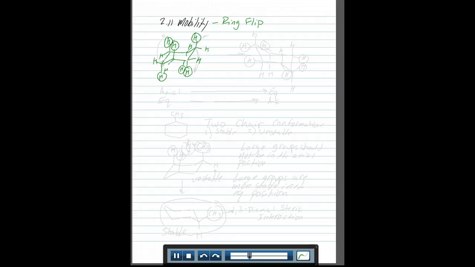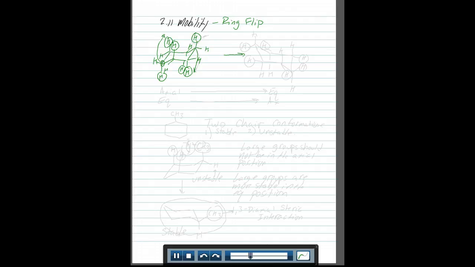Now, what a ring flip is exactly what it sounds like. You flip the ring. What happens is that this carbon here comes up, and this carbon comes down. I'm not flipping the molecule over; I'm actually flipping the bonds. Now, if you have a model set, this will make a lot more sense. It'll be a lot easier to see. Like I said in class, I'll make models, and we'll be able to see these.